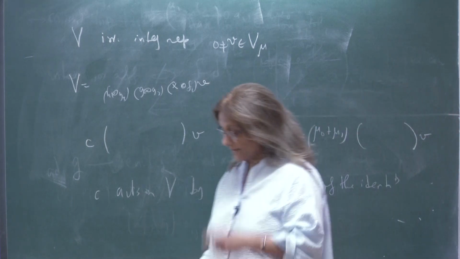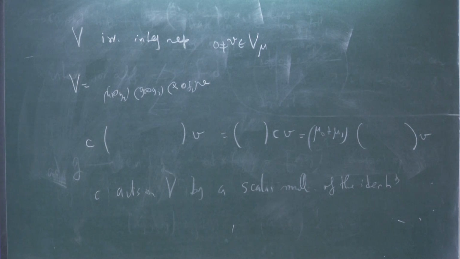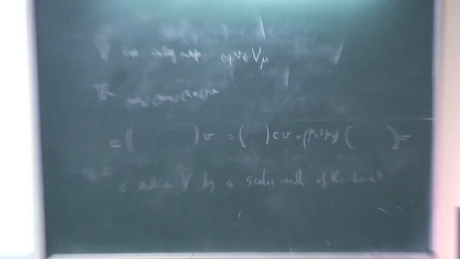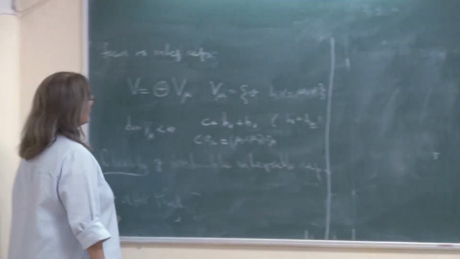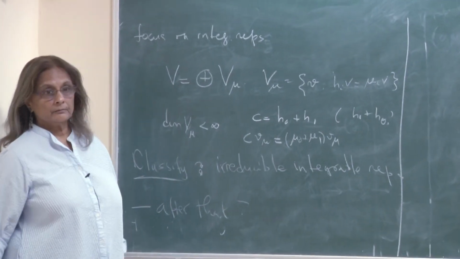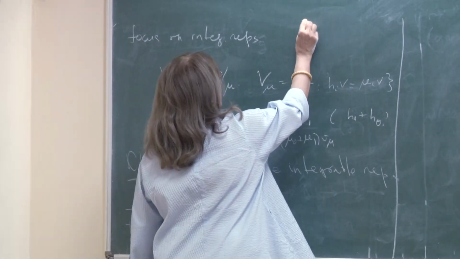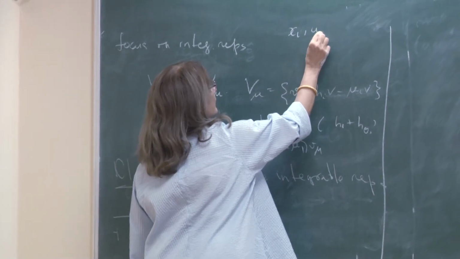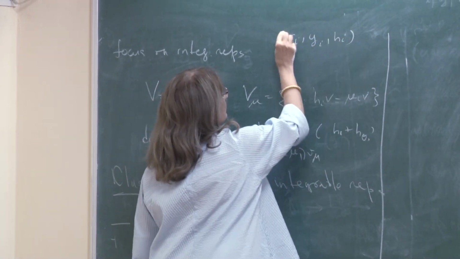Okay, so what can the scalar multiple be? Let's go back and look over here. So V is an integrable representation, right? And remember that we have this xi, yi, and hi for each i.